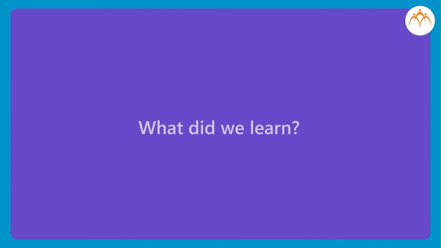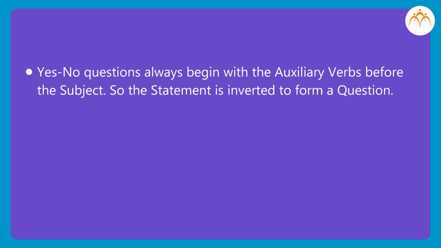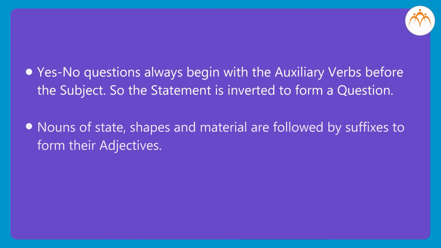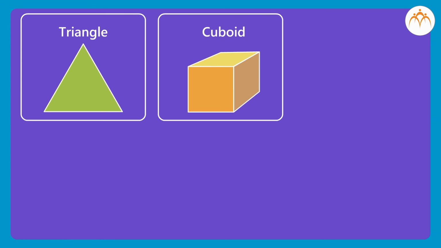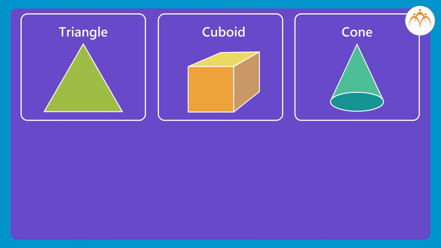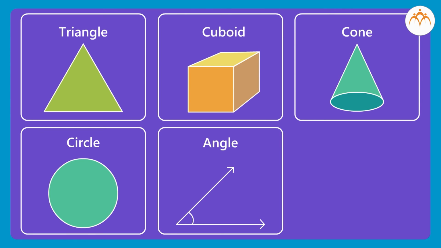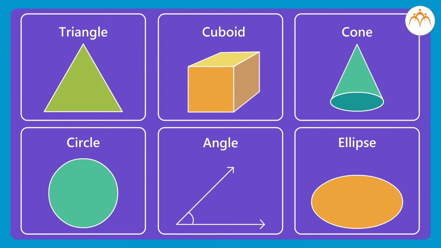What did we learn? Yes-no questions always begin with the auxiliary verbs before the subject. So, the statement is inverted to form a question. Nouns of state, shapes and material are followed by suffixes to form their adjectives. Triangle, cuboid, cone, circle, angle, ellipse.